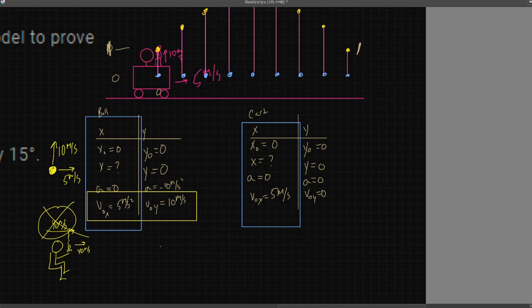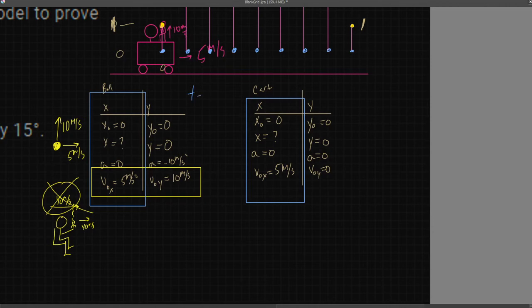We could prove this if we wanted. What I'm going to do right now is figure out how much time it'll take for the ball to come back down. So let's go ahead and solve this for some time. I'm just going to use this right here to figure out what time I would catch the ball. We know that y is equal to 1/2 a t squared plus v naught t plus y naught. We know that y is 0. That means 0 is going to be 1/2 times negative 10 meters per second squared times t squared plus 10 meters per second times t plus 0.